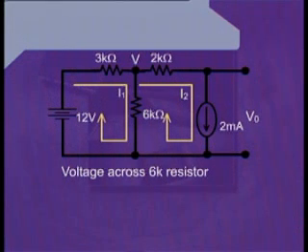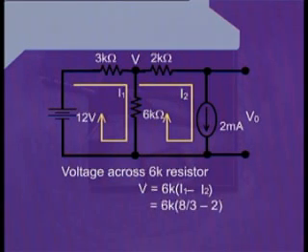Now voltage across 6K resistance can be given as V is equal to 6K into I1 minus I2. That is, once again, through 6K there are two currents which are flowing in opposite direction. Therefore, we can write, after putting the value of I1 and I2, V is equal to 6K into 8 divided by 3 minus 2. That will be equal to 4 volts.